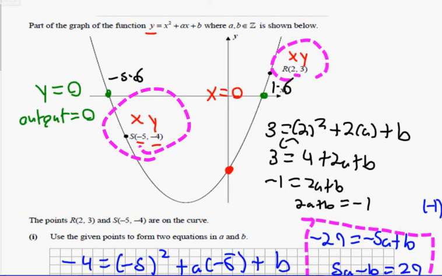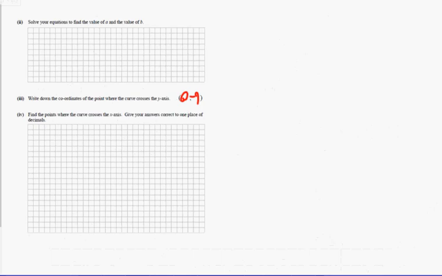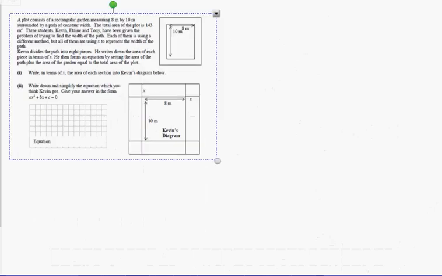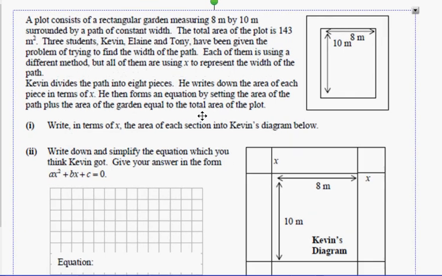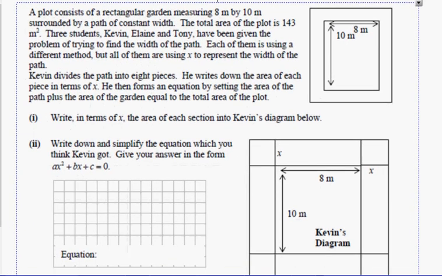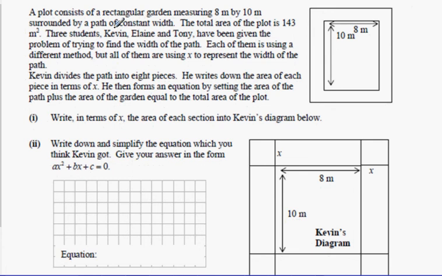Alright, finally. This one here. Okay? Let's begin. A plot of a rectangular garden measuring 8 by 10, surrounded by a path of constant width. 3 students, Kevin, Elaine and Tony, have been given the problem of trying to find the width of the path, each of them using a different method, but all of them to represent x as the width of the path.